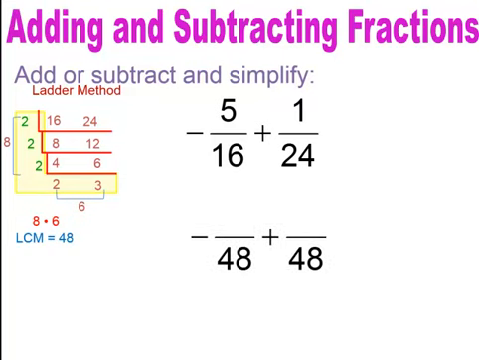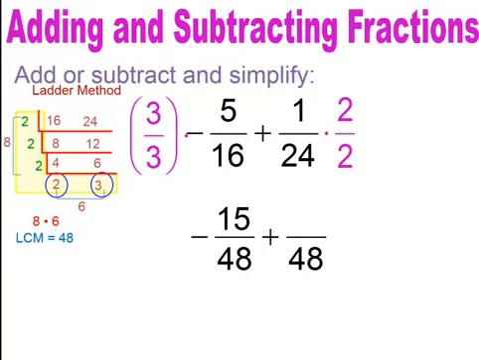Now notice I brought the signs that are with it down because signs matter. It's minus 5/16, so it's going to be a minus whatever over 48 and plus whatever over 48. So now the 16, that bottom diagonal number is 3, so I'm going to multiply the numerator and the denominator by 3. So I end up with a negative 15 over 48.